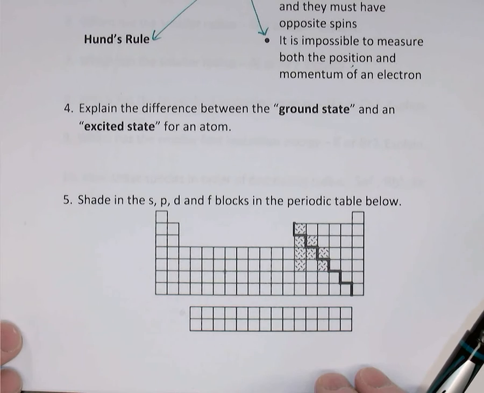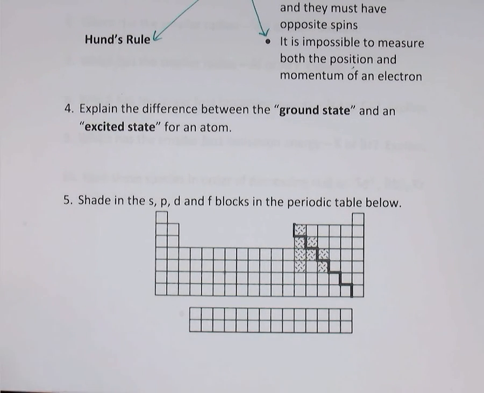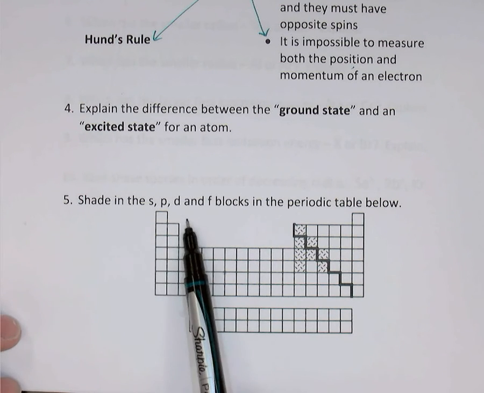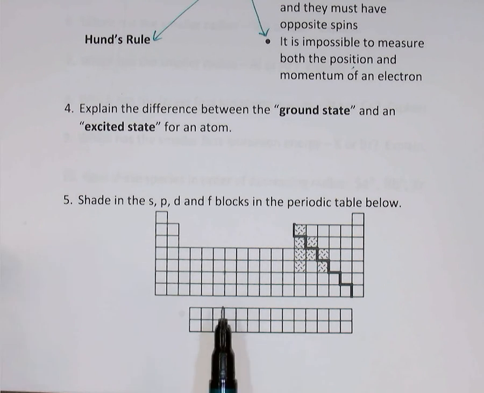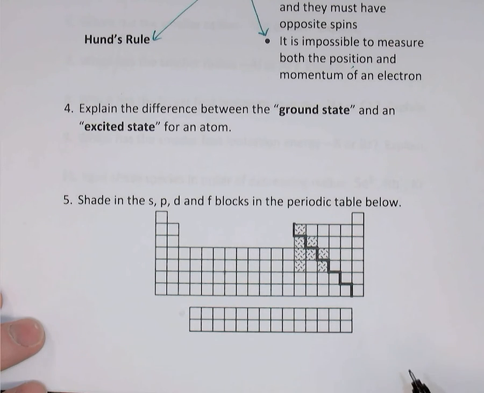Now, the periodic table, we know, is connected to the new model of the atom because we can break it up into what's called an S, P, D, and F block. In other words, S, P, D, and F are the different orbital shapes, the different sub-levels, and they match regions on the table. So see if you can identify where the S, P, D, and F blocks are on the table.